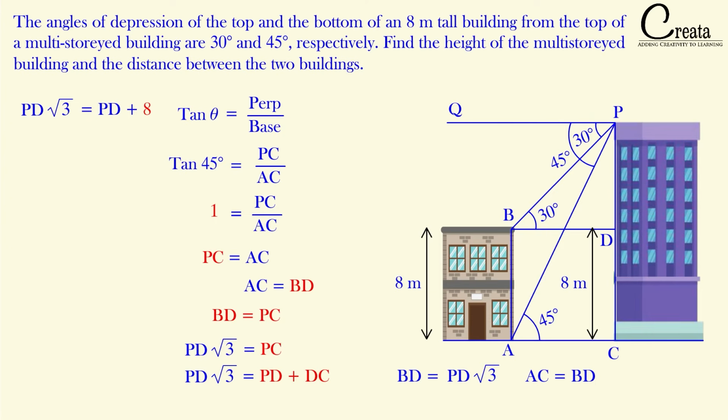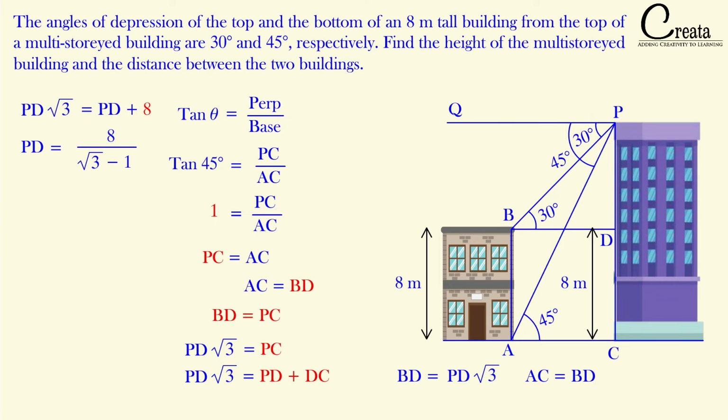Now we got an equation in which only one variable is there, that is PD. Let's rearrange the equation and solve for PD. We got PD as 8 upon root 3 minus 1. Here we can put root 3 as 1.732 and solve this equation. But in the question it is not given the value of root 3, but we can use that. But here we will use the alternative method. That is, we will use the rationalization.